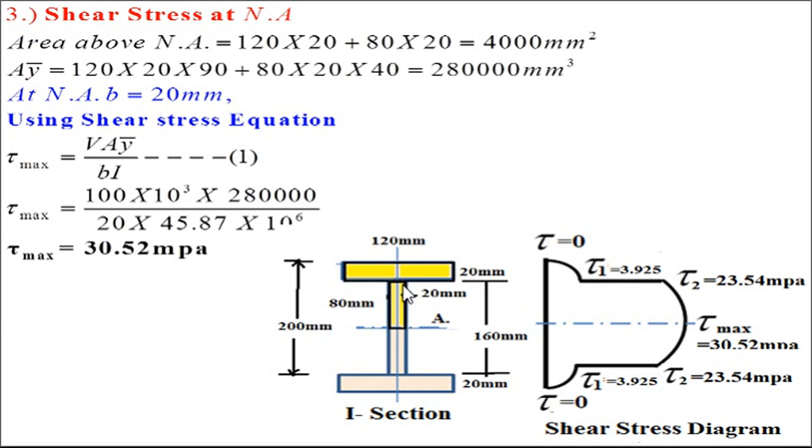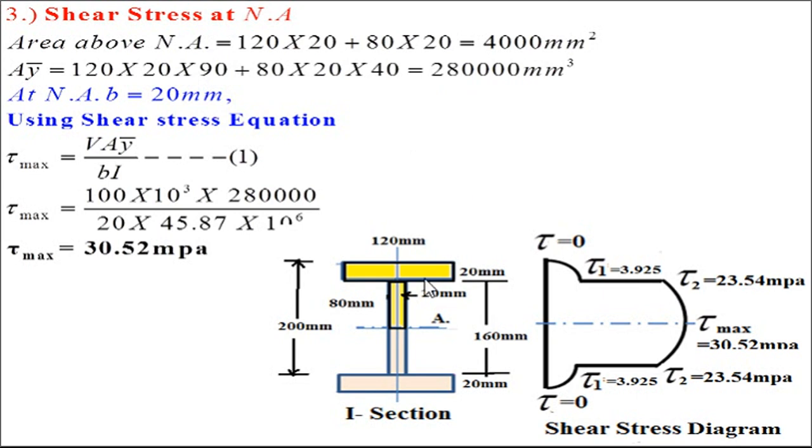Now A y bar. Here it must be A1 y1 plus A2 y2, because combinedly you have to write A y bar in the equation. In the equation it is not A1 y1 plus A2 y2 separately. So you have to calculate A y bar, which is A1 y1 plus A2 y2. Combinedly you find the value and directly put it in the equation. Now A1 means what? Suppose the top flange. A1 means 120 by 20 into its centroidal distance from the neutral axis. From the neutral axis, its center will be 80 plus 20 by 2, 10, means 90.